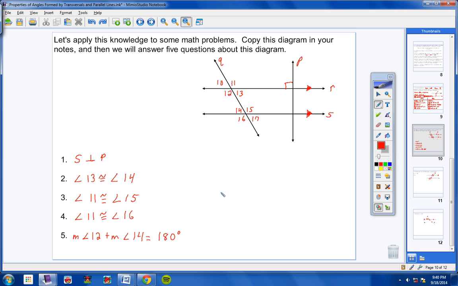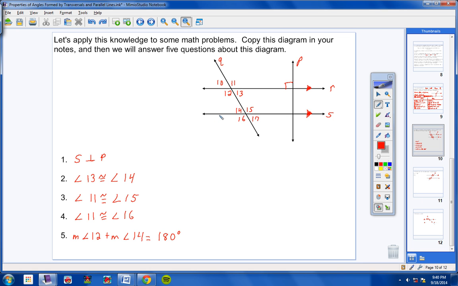Okay. All right, students, here's what we're going to try to do. We're going to look at each one of these situations, and we're going to choose the correct theorem or postulate that allows us to make this statement over here. Okay, so here we go. Let's take a look at number 1.